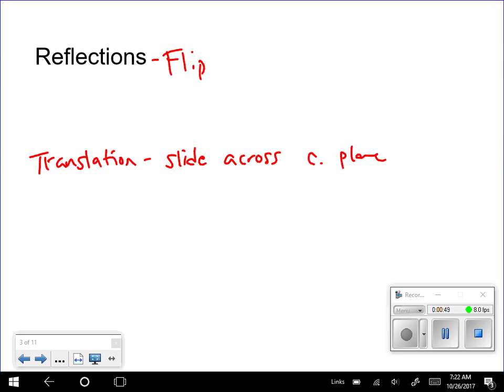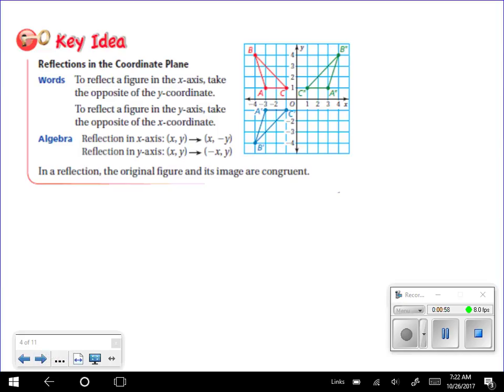So first thing we need to do is figure out, okay, what does a reflection look like? Can we recognize a reflection? So here we go. Yes, you do need to write this down. You don't have to draw the picture. Trying to be very clear about what you need to write down and what you don't. Write down the words, write down the algebra, write down the fact that they are congruent.